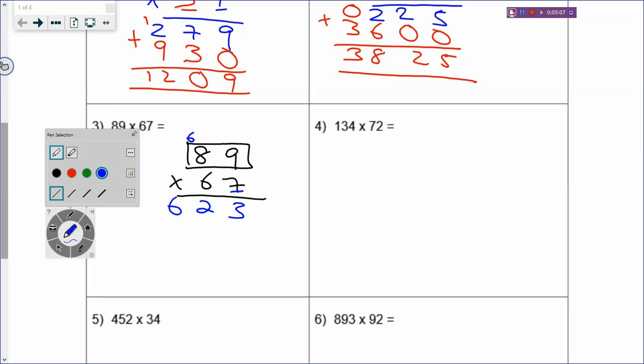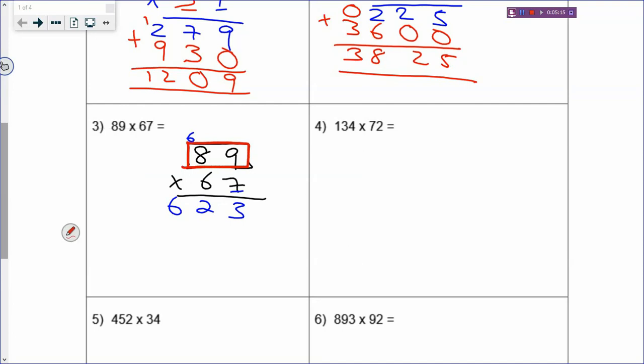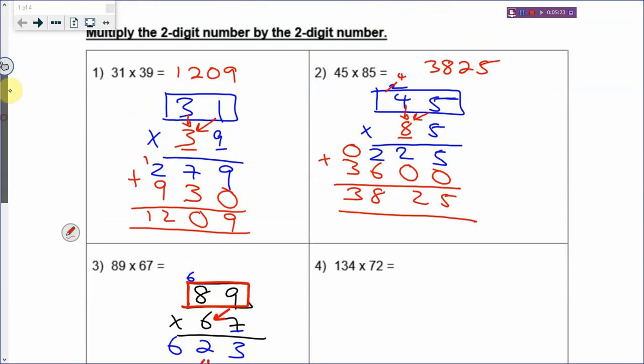So what do you do now? You look at the top number again, right? Top number, and this time you multiply by 6, right? So you have 9 times 6, which is 54. And you got to put the 4 in the tens place. Alright, so you have to put the 4 in the tens place.